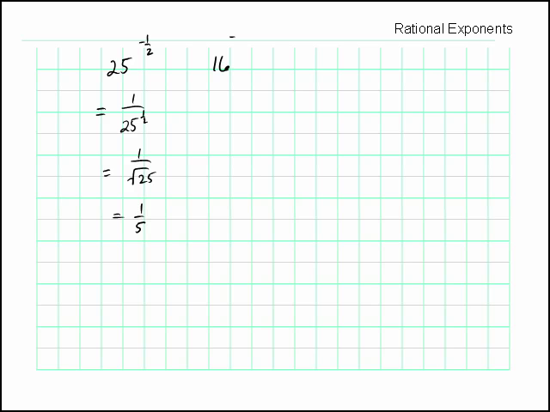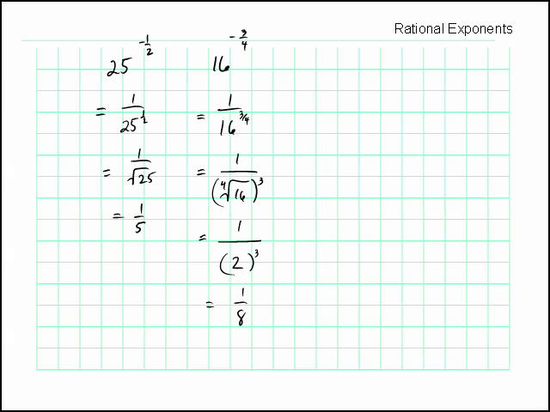16 to the negative 3/4 power. To make the exponent positive, I flip over the 16, 1 over 16 to the positive 3/4. Now writing this in radical form, we have 1 over the 4th root of 16 cubed. The 4th root of 16 is 2, and then we cube that, we get our answer of 1/8.